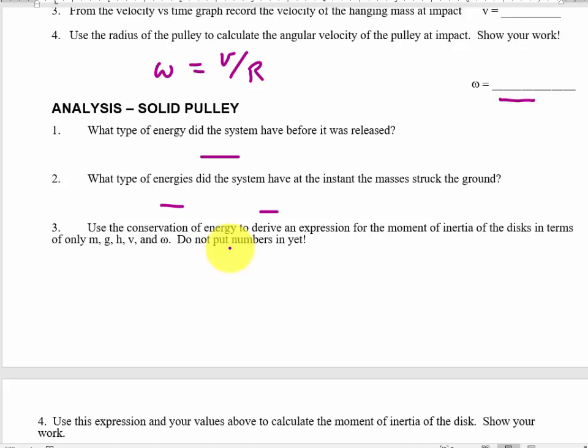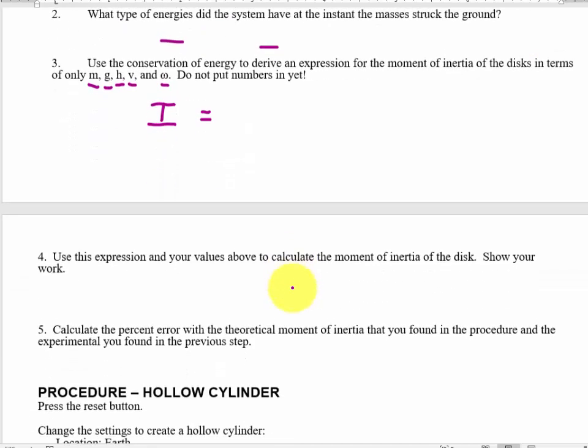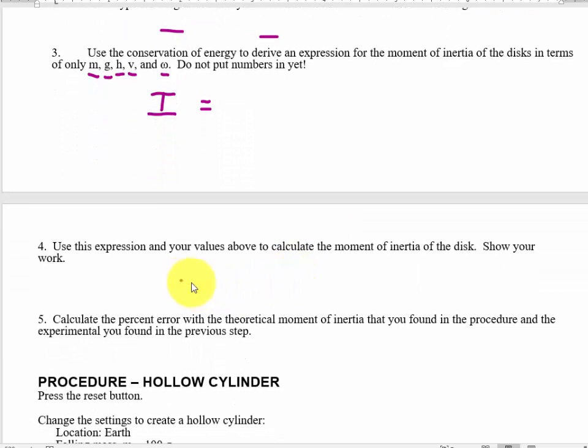Then you're going to say energy was conserved, so the energy before is equal to the energy afterwards, and you're going to solve for the rotational mass of the pulley in terms of the hanging mass, gravity, the height, the velocity, and the angular velocity of the pulley. So don't put numbers in yet. I want to see m's, g's, h's, and all that good stuff right here. Then you're going to plug in the numbers and calculate what the rotational mass of this thing ought to be.